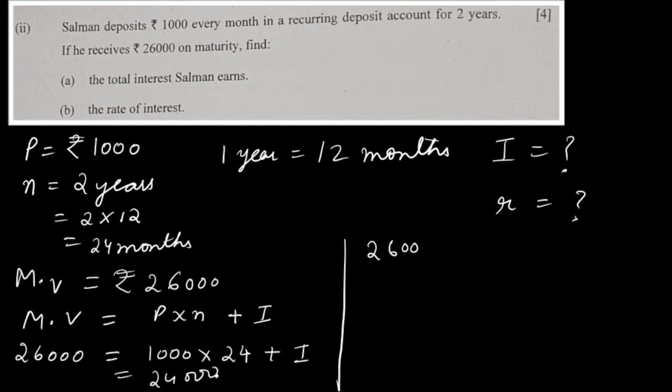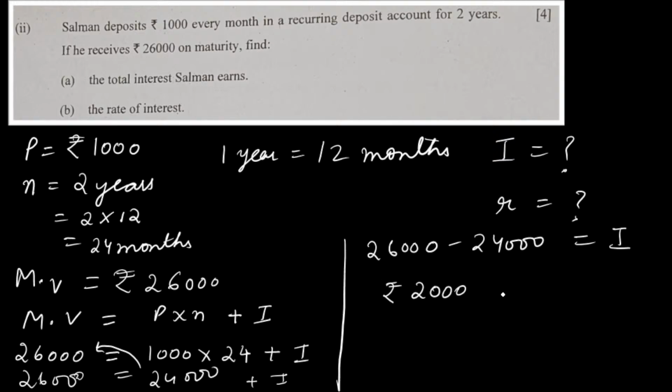This 24,000 we just have to shift to the other side. When we are shifting to the other side, it will get subtracted. So 26,000 minus 24,000 is equal to I. I means interest. So interest earned is equal to 2,000. Interest earned is equal to 2,000. So we have found the interest. First part of the question is done.